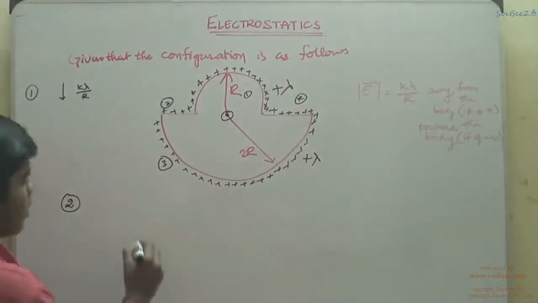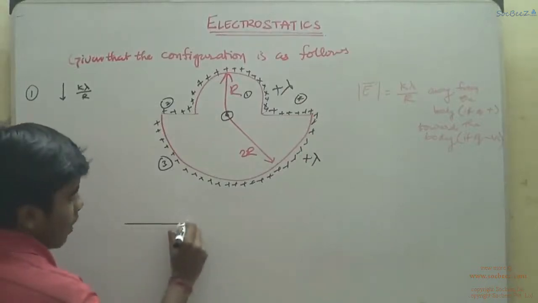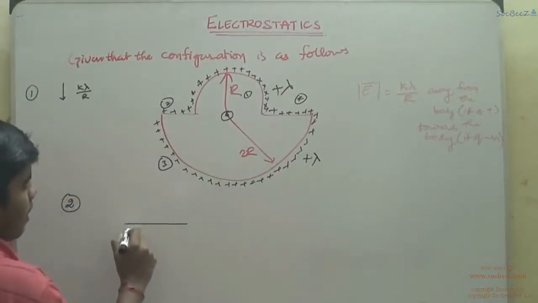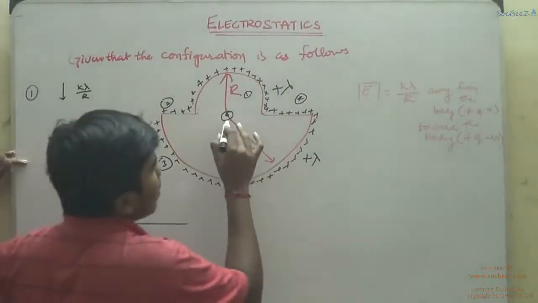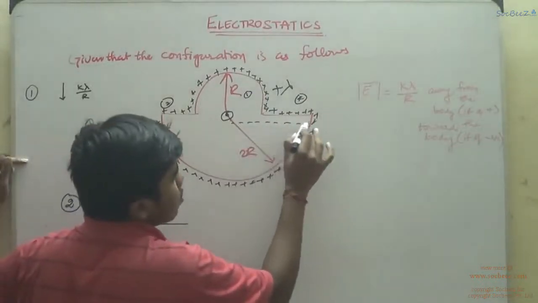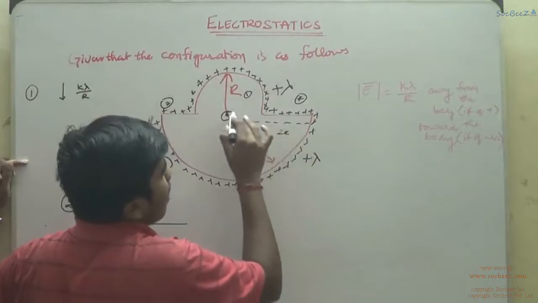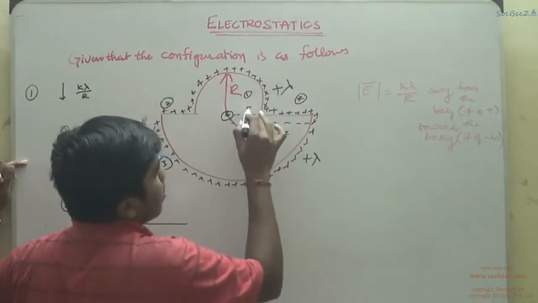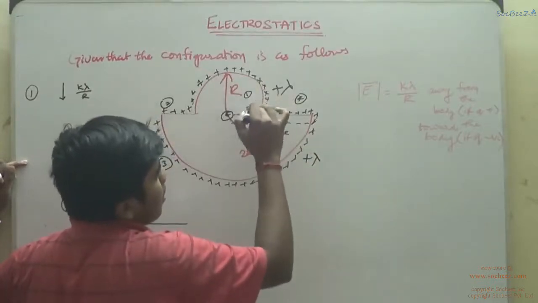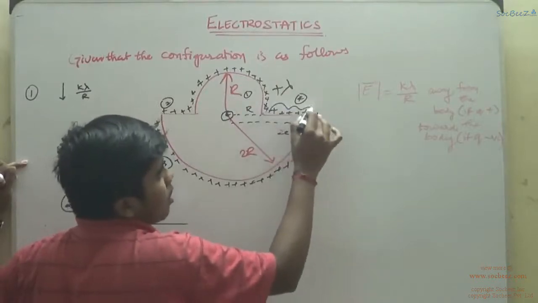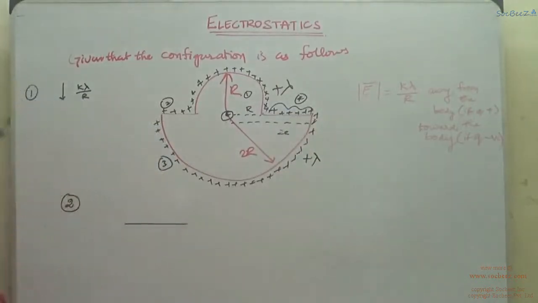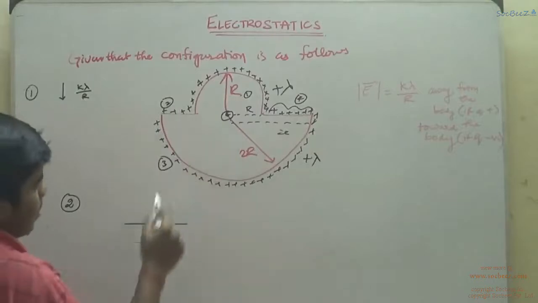Second part, what is the second part? We have a line here of length... Since this is 2r, this distance is also 2r, and this distance is r, because the radius of the small semicircle is r and the radius of the bigger semicircle is 2r. So this distance would end up being r, and similar is the case here.